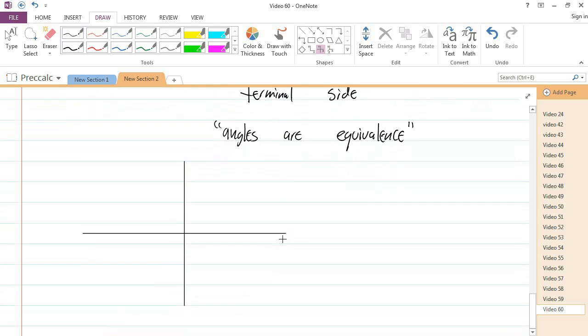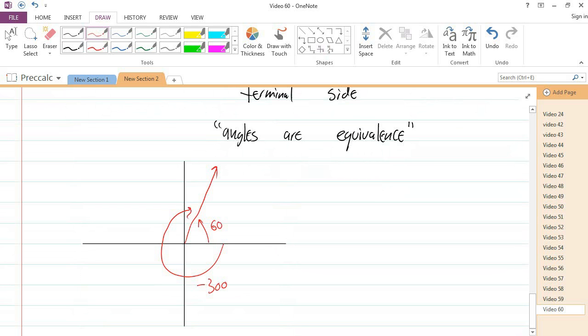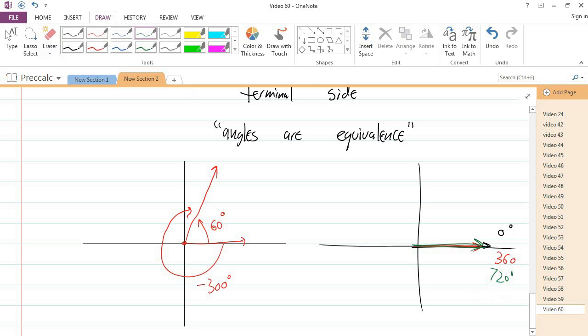An example of coterminal angles is positive 60 and negative 300. Each of these two angles has a different measure, but the same terminal side, and therefore they are coterminal. And therefore, I can treat them in kind of the same way. Likewise, 0 degrees is coterminal with 360 degrees, which is coterminal with 720 degrees. All of these angles share the same terminal side, and so I can treat them in pretty much the same way.